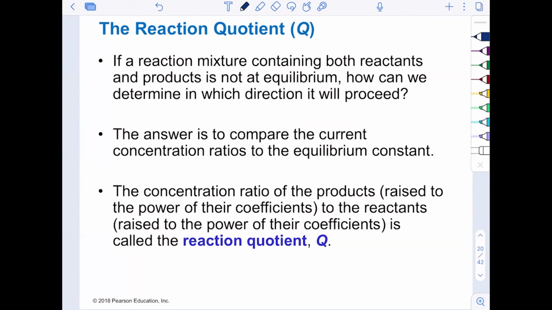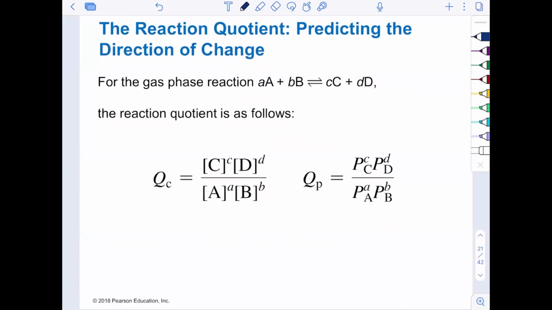Now, the answer is to compare the current concentration ratios to what we expect for the equilibrium constant. The concentration ratios of the products, raised to the power of their coefficients, divided by the reactants, raised to the power of their coefficients, is the reaction quotient Q. You're going to say, Lauren, that's exactly what you just told us before. Products divided by reactants. Yeah, it's the same calculation, except it's not at equilibrium, so we can't call it K. Otherwise, we'll get very mixed up. I know. But the reason we need to use Q is to establish that we're not at equilibrium.